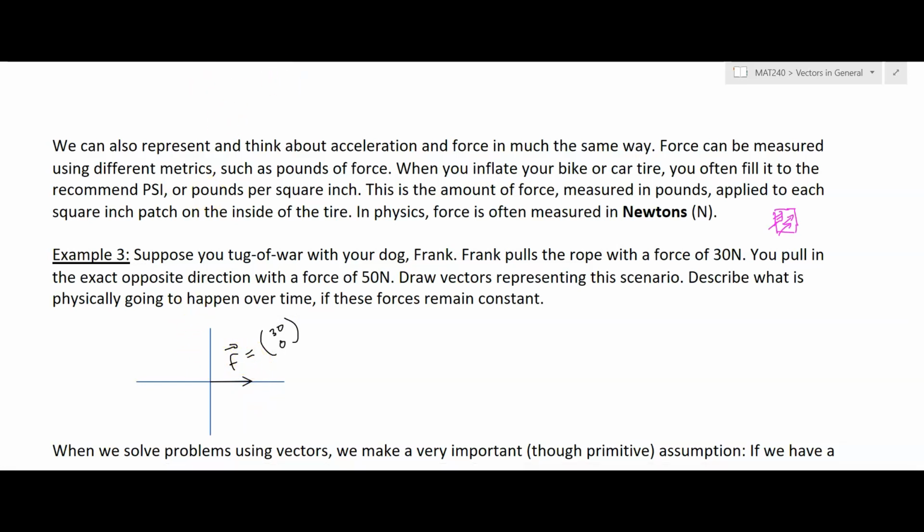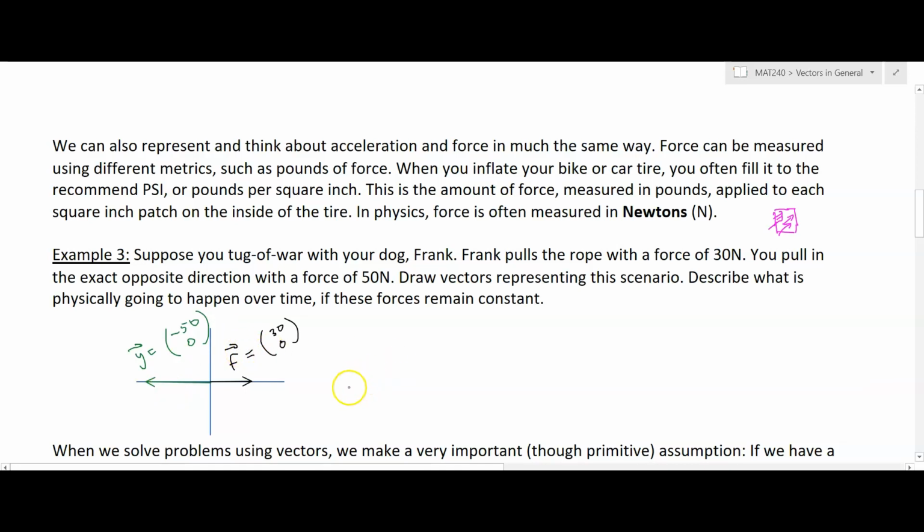We can do the same thing for you, and this vector is just going to be a little bit longer because it's a stronger force. It's 50 newtons, and this is you, so we'll just call this the y vector. And the y vector has an x component of negative 50 because it's in the negative direction, 0 components in the y direction.